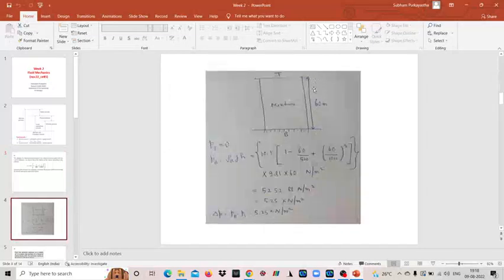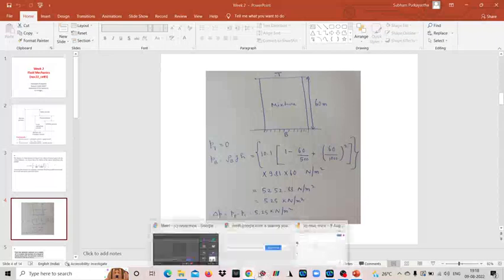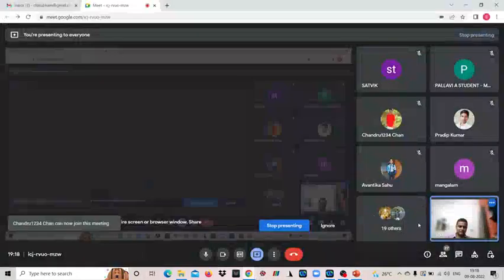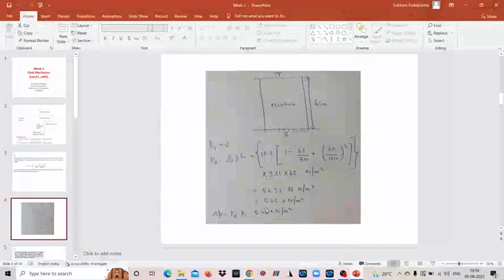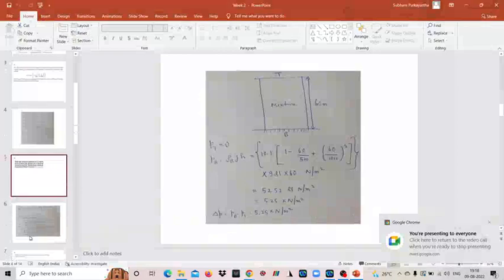Now what is the total height of this reactor? The total height is 60 meters. So if you put 60 meters, you'll get the answer that somebody obtained, if I'm not wrong, as 5252.88 pascals. So that is basically the solution. It's a very simple problem.